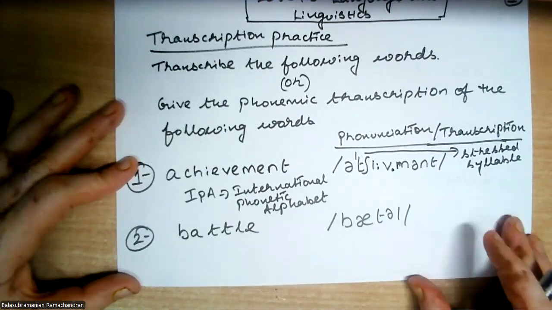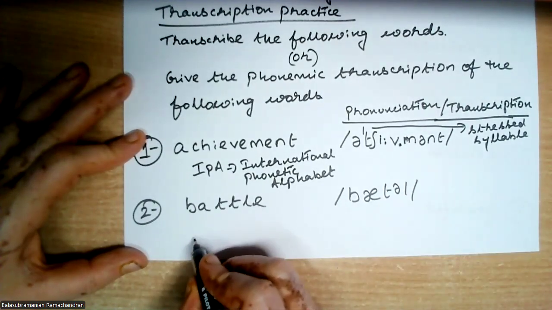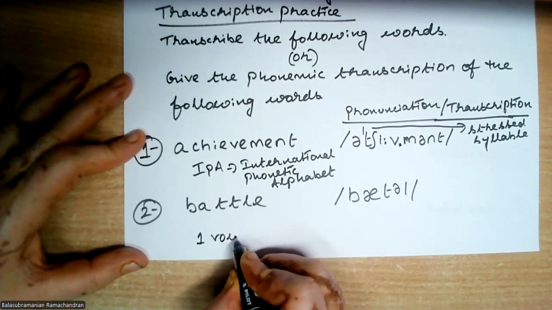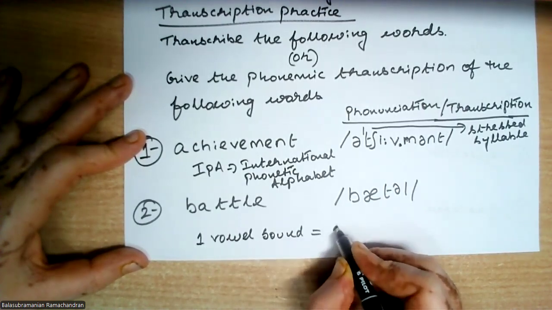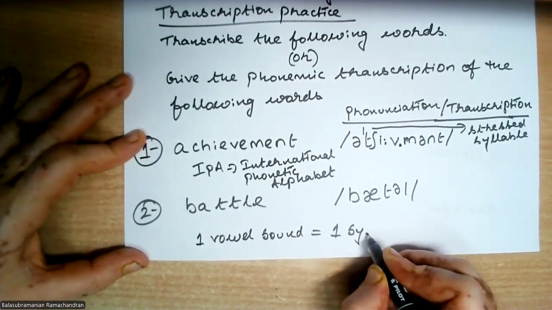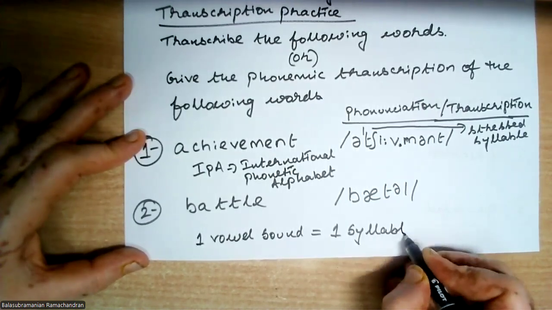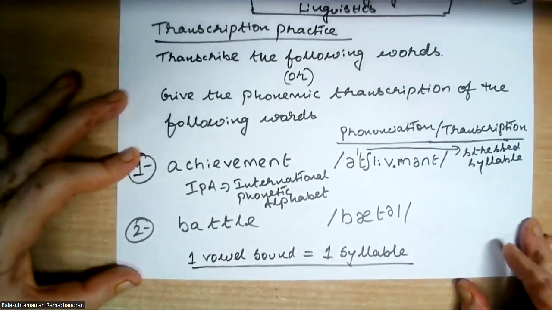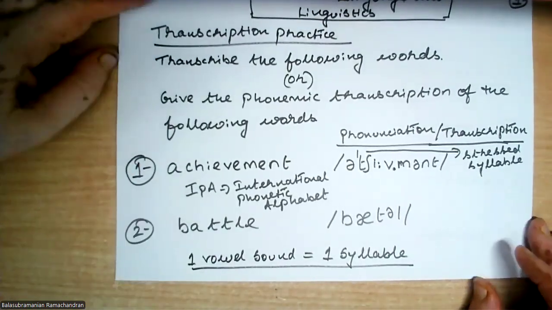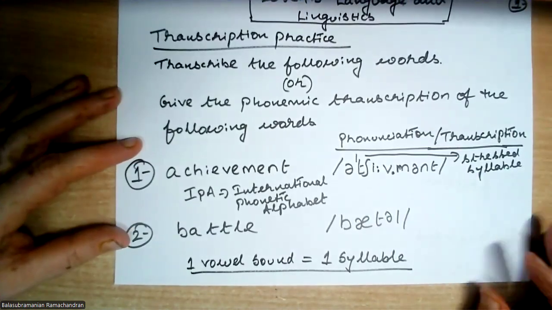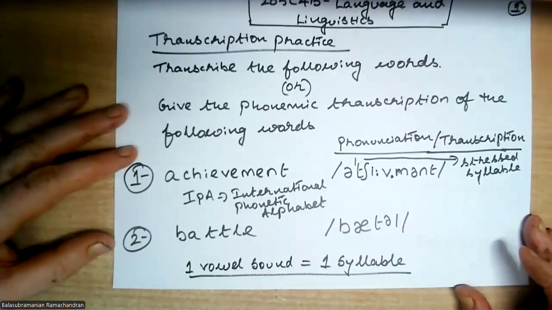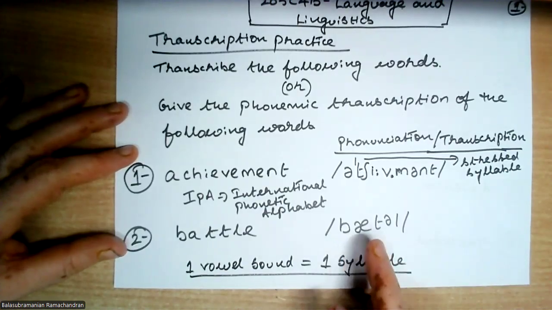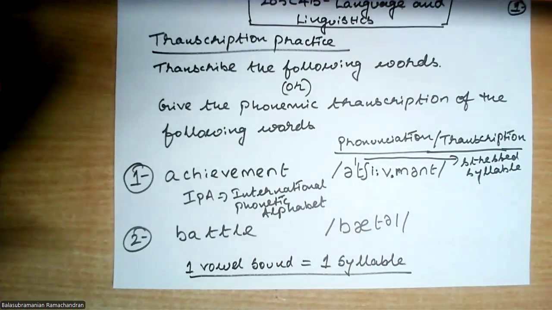One vowel sound is equal to one syllable. Now this is a very rough way of looking at it. You cannot define it just like this, but as of now, we'll look at it, okay? Because the examinations are approaching and I don't want to confuse you with too much terminology. So the moment you count the number of vowel sounds in a word, you will know the number of syllables.